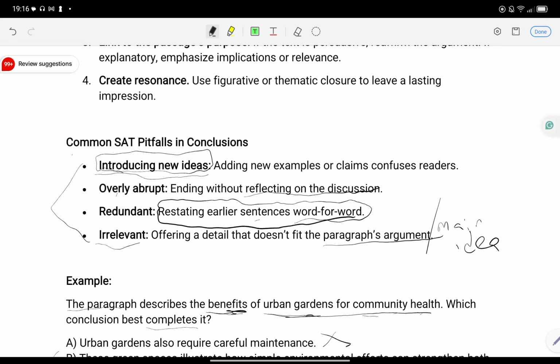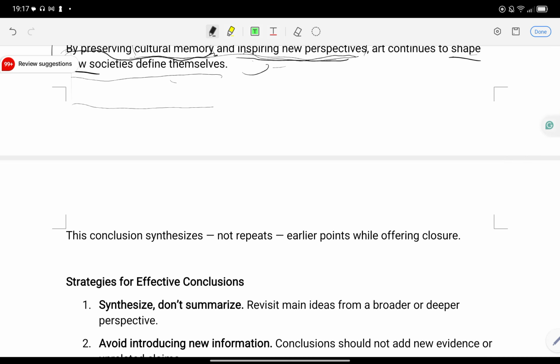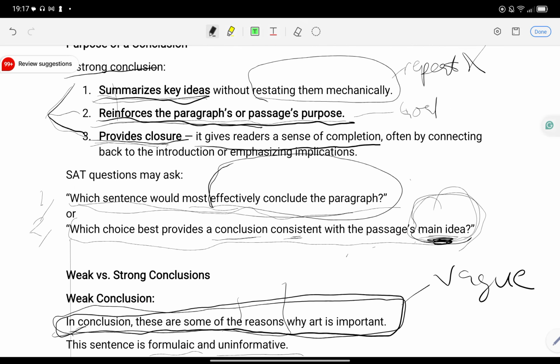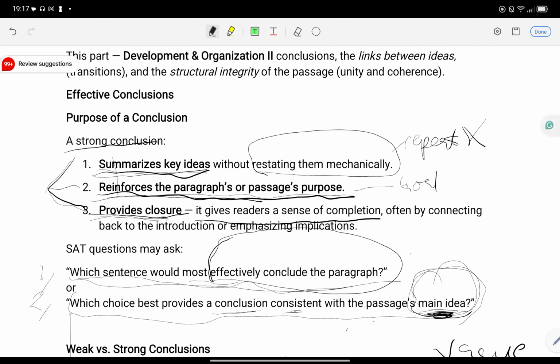Now, common pitfalls in conclusions. Your conclusion should not introduce a new idea, so be careful. Rather, it should just restate what has been said before. It should not end too quickly. It should not be overly abrupt. It should not end without reflecting on what has been discussed. It should not restate earlier sentences word for word. That's what I meant by it should not be mechanical.